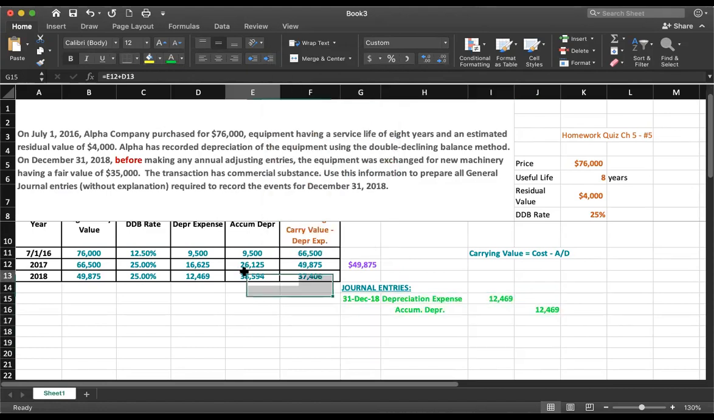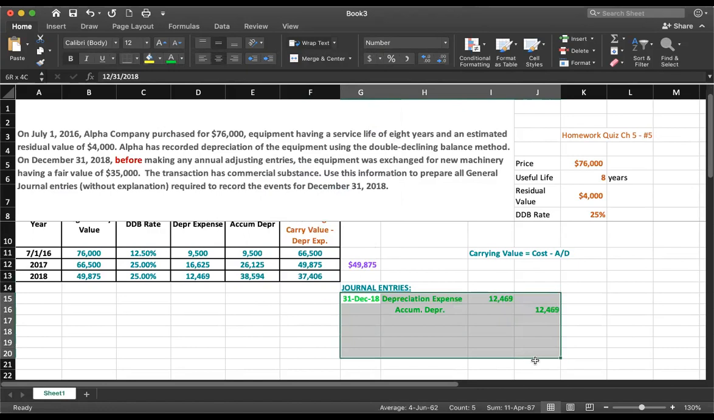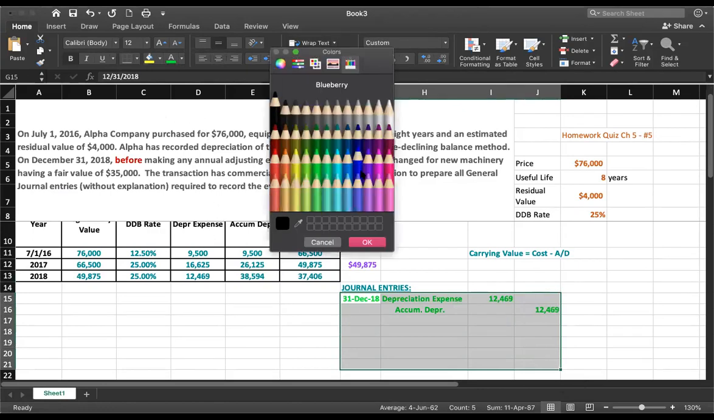Okay. Bear with me a minute. I'm trying to use different colors, and I don't think I did such a great job with that color.